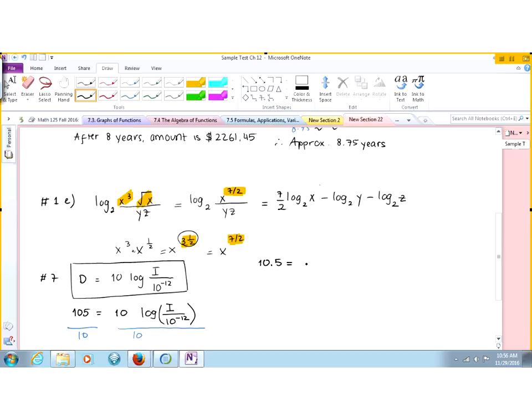So 10.5 is equal to log I over 10 to the negative 12. Okay. Actually, can I rewrite 10 to the negative 12 divided by 10 to the negative 12? Or I don't need to. Well, how do you cancel the logs? So now we have to cancel the log. So take the base. What is the base here? 10. So 10 raised to the 10.5 is equal to 10 raised to the log base 10 of I over 10 to the negative 12. So I over 10 to the negative 12 is equal to 10 raised to the 10.5.